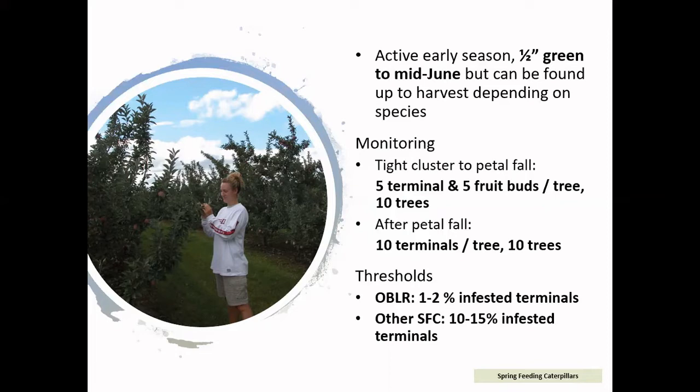Because oblique-banded leaf roller is the most economically significant pest of that group, it has a much lower threshold, or a lower tolerance, because it can cause quite significant economic injury. The threshold for oblique-banded leaf roller is 1 to 2% of the infested terminals observed while you're monitoring. If 1 to 2% of those infested terminals have oblique-banded leaf roller present, then control is warranted for that pest. With the other spring-feeding caterpillars, of those terminals that were monitored, if 10 to 15% are infested with the caterpillars, then control is warranted.